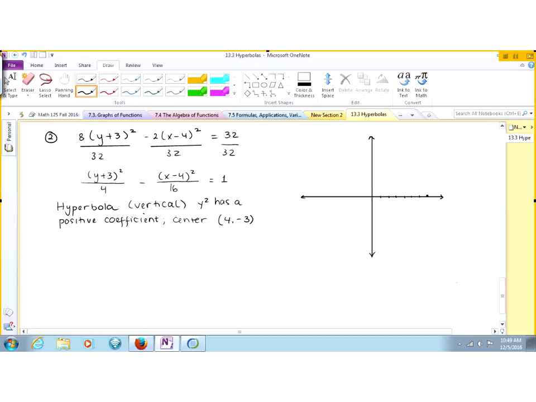Good. So 1, 2, 3, 4, 5, 6, 7, 8. 1, 2, 3, 4, 5. 1, 2, 3, 4, 5, 6, 7. 1, 2, 3, 4, 5. Okay, so x, y. So 4 comma negative 3 is right here.